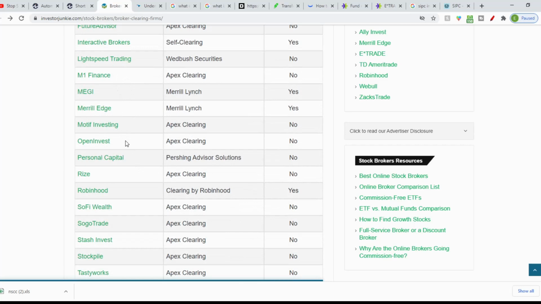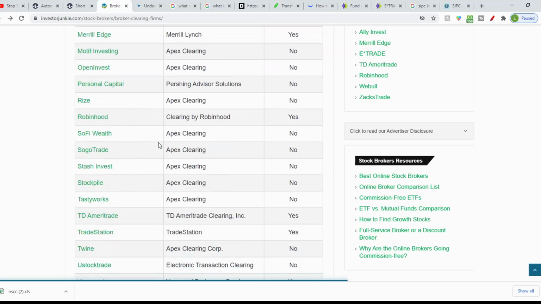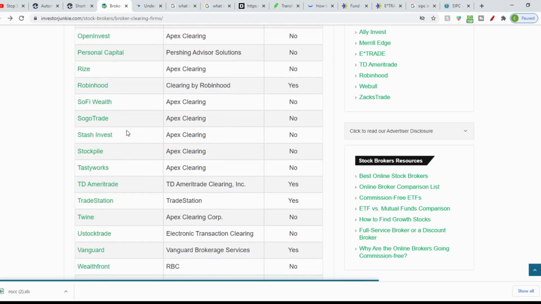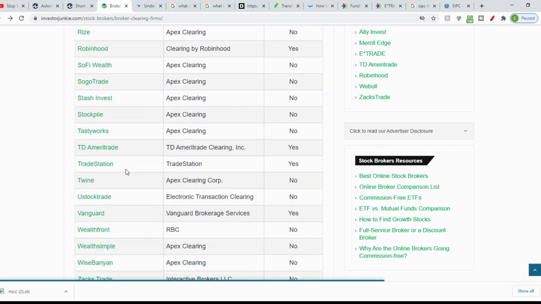So all these guys, they all had to have their stuff cut off. Why? Because Apex said we can't clear it. We're not going to clear it. We're not going to go into debt for these guys. That's what happened. So they're saying, all right, fine. So this is why you have all these guys, Stash, SoGo, Tastyworks.